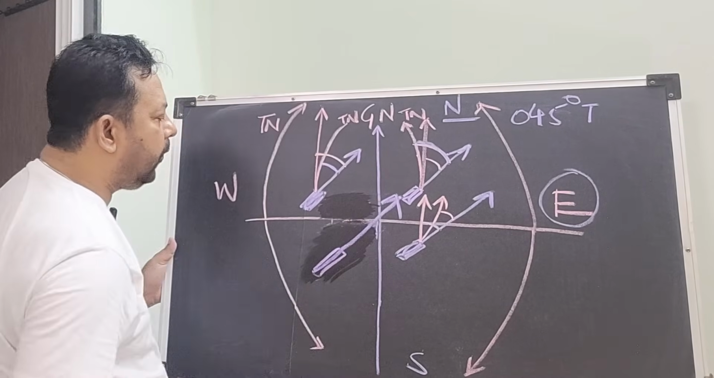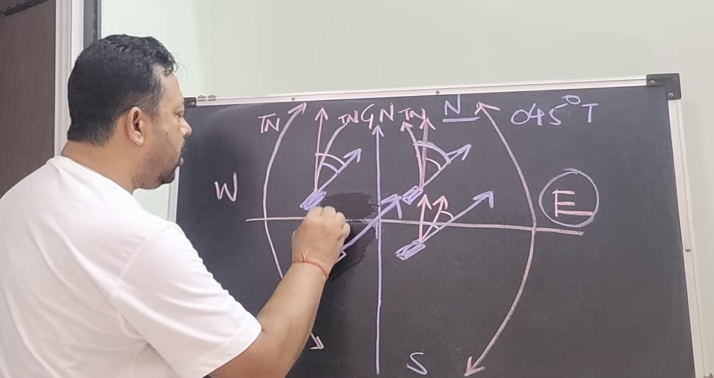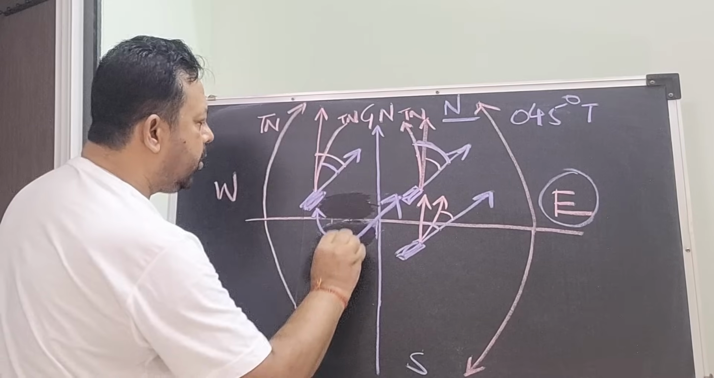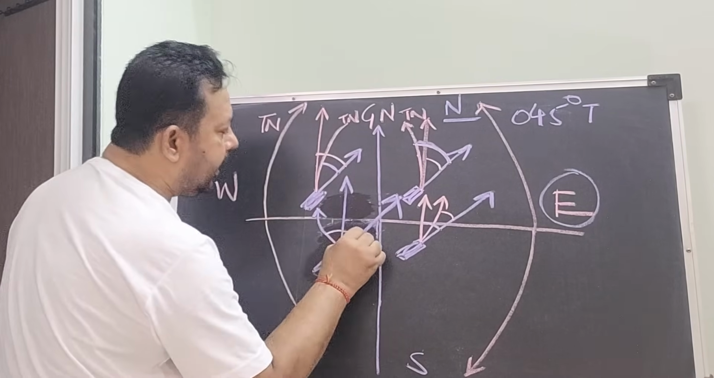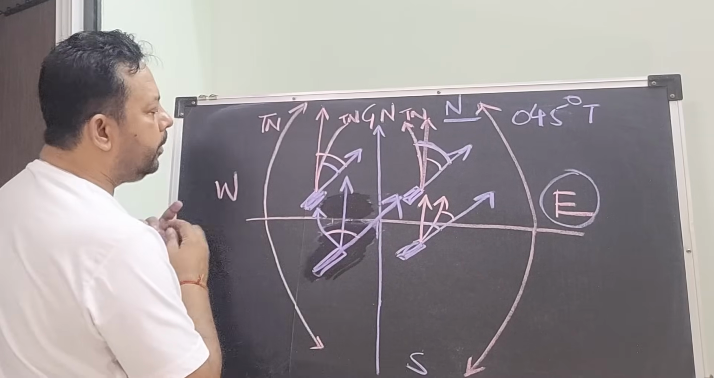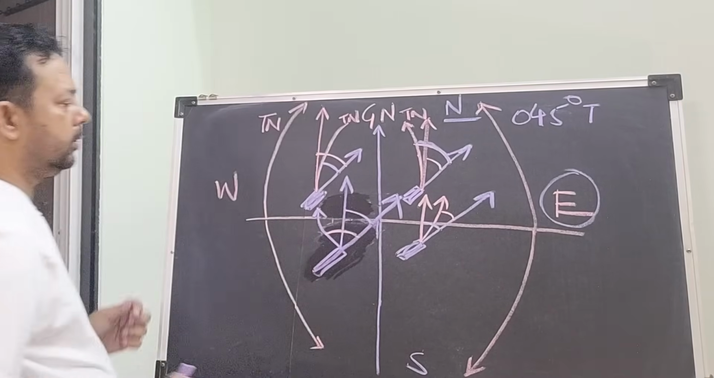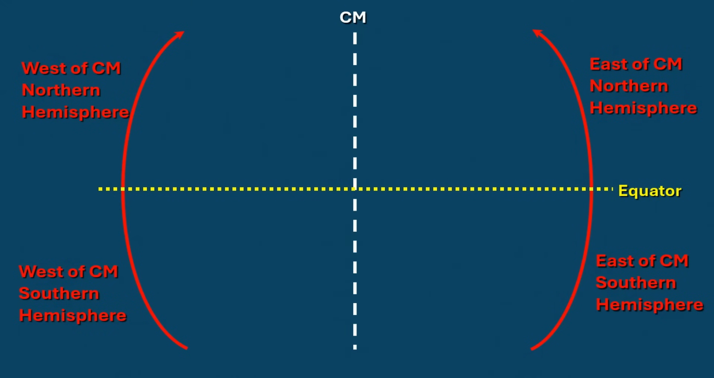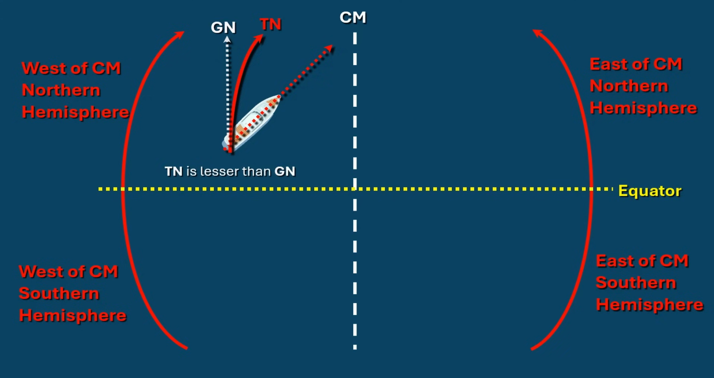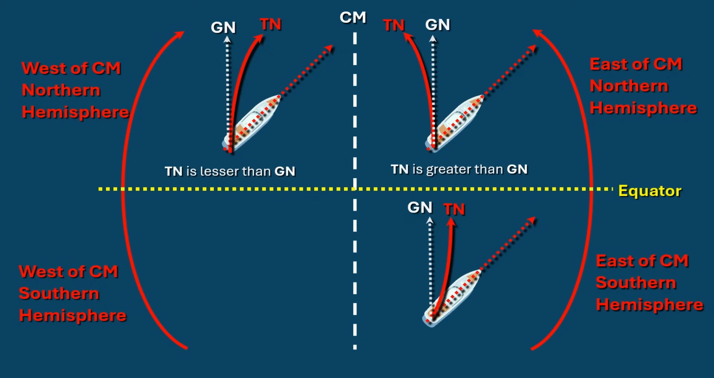So this is 045 degree. Your true north is going this way and your grid north is going this way. So your true north will be greater than your grid north. Voila. I hope you understand the concept, other than the quadrant method that somebody used to tell you. I think visualization is much better.